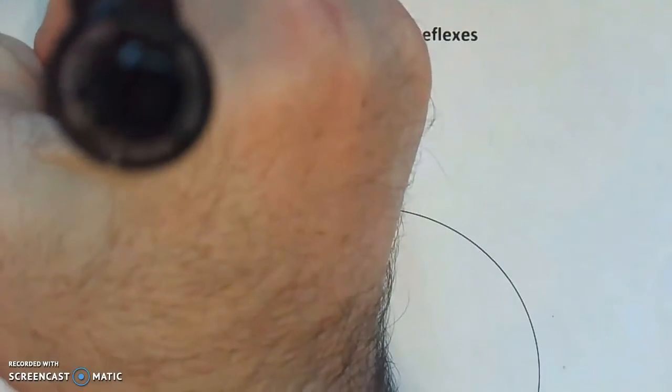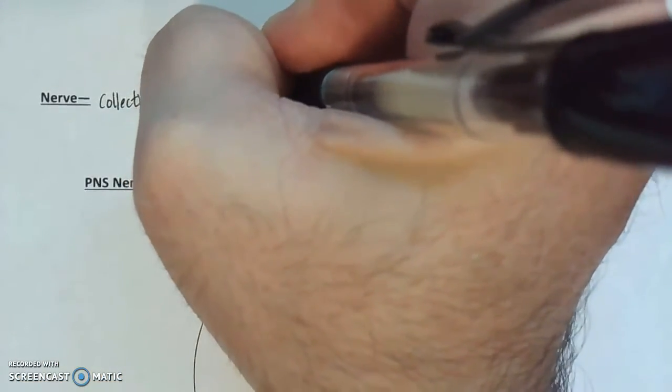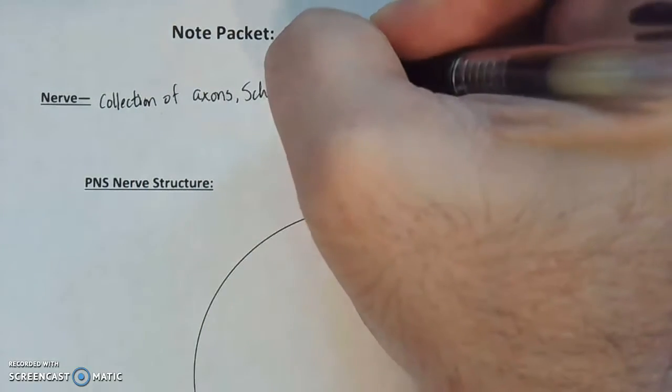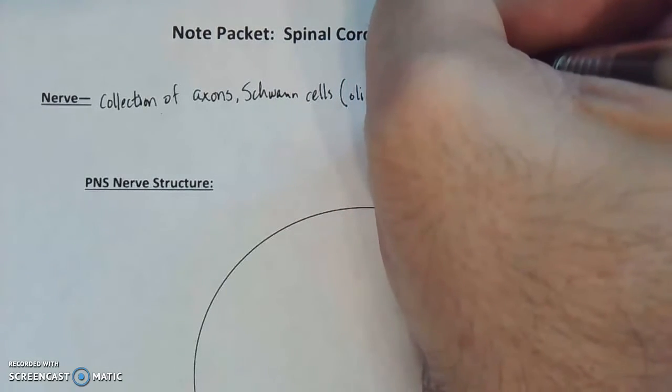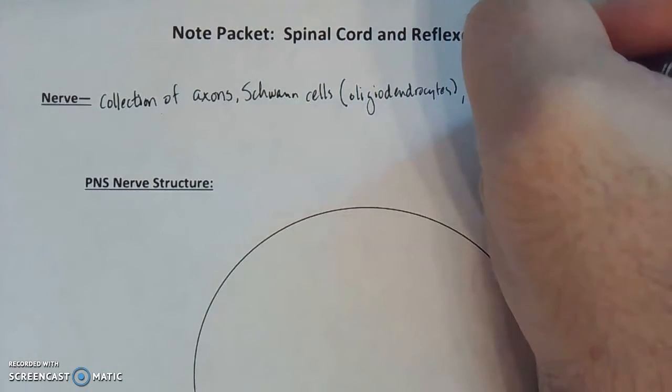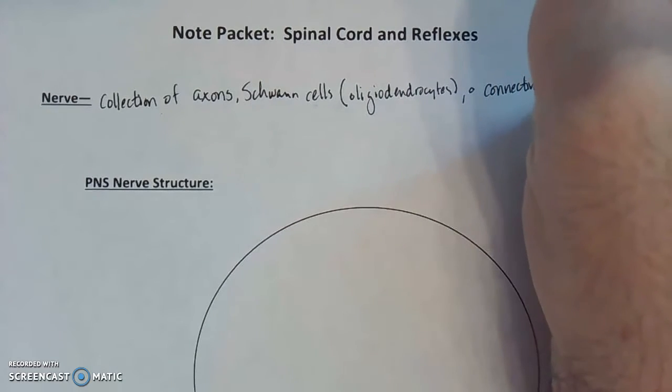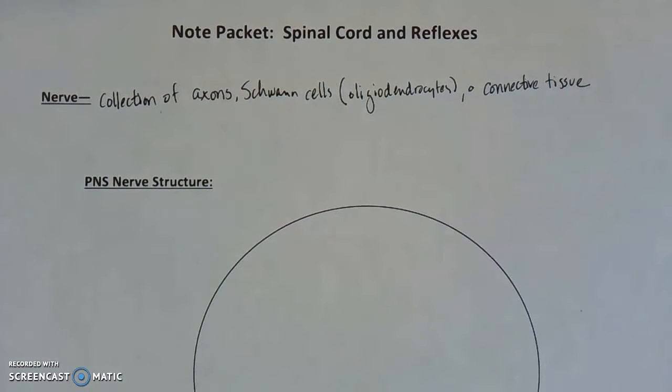So a nerve is basically a collection of axons, Schwann cells, or oligodendrocytes, if we're talking about the CNS, and connective tissue. So mainly they're axons. If we have something called a ganglia, and we'll talk about those a little bit later, those are usually collections of nerve cell bodies, and it can be found throughout the body, but they are also very prevalent close to the spinal cord.